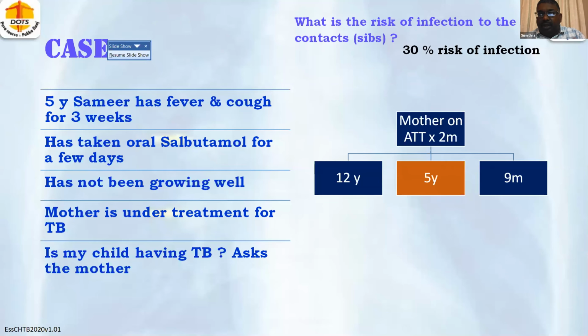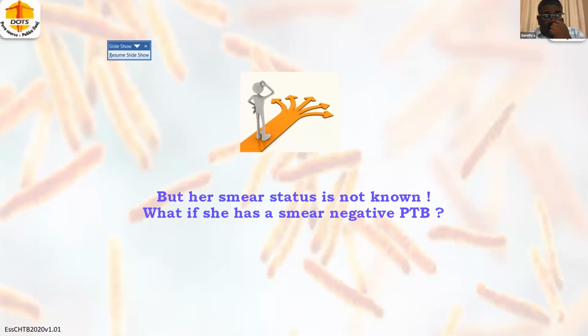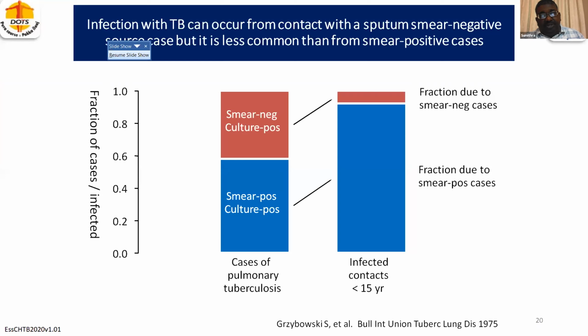Now, we know that a 30% risk of infection is there for the close contacts. The risk of progression to disease for that 9-month-old could be more than 50%, and for the 12-year-old, it should be 5 to 10%. But the smear status of the mother is not known. Does that really matter? What if she has a smear negative pulmonary TB? Now, let us see these 2 blocks actually. The right side block is infected contacts less than 15 years, and the left side consists of 2 parts. That is, both are culture positive, but a smear positive group and a smear negative group.